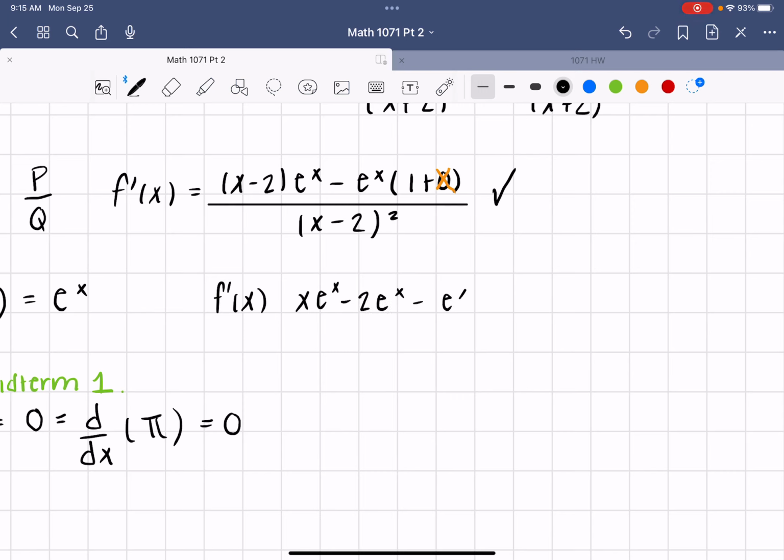Negative 2e to the x minus e to the x. Isn't that negative 3? x e to the x minus 3 e to the x, over x minus 2 squared. So as I say, on midterm 2, you need to simplify it because you're working with it. Here with midterm number 1, just leave it like that. It's fine by me.